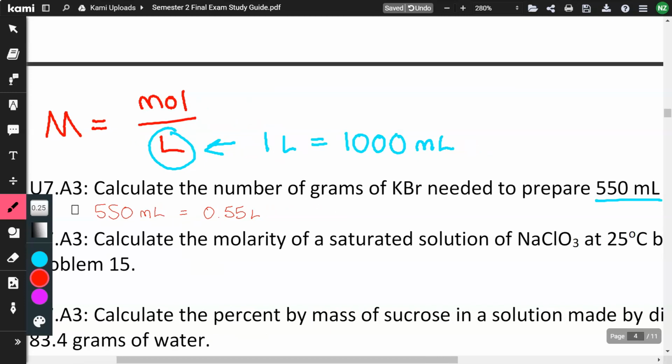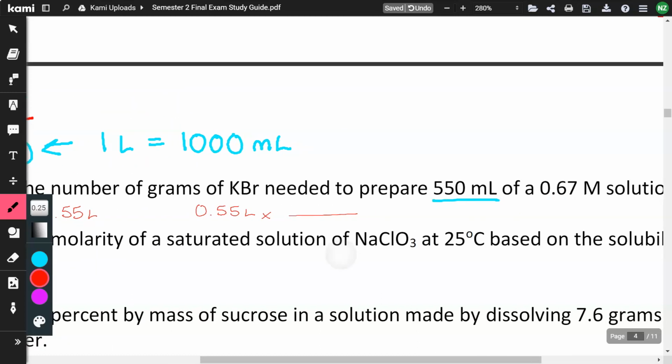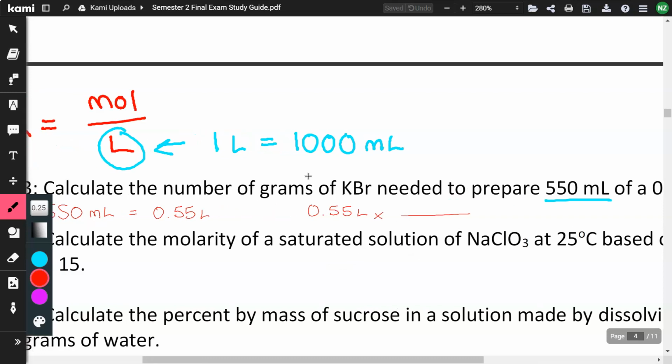So if you look at the equation, nowhere in the equation does it give us grams anywhere. Okay, we can solve for moles, and then we can turn our moles into grams. So we're going to start with our volume, 0.55 liters, and we're going to use the molarity as a conversion. So it gave us the molarity of 0.67. So that means that there are 0.67 moles in 1 liter.